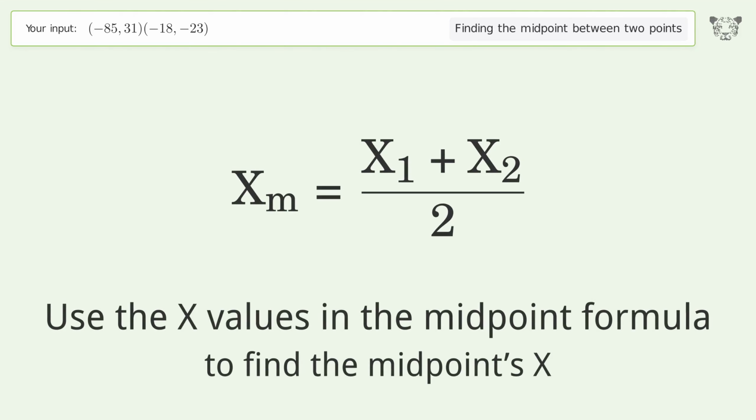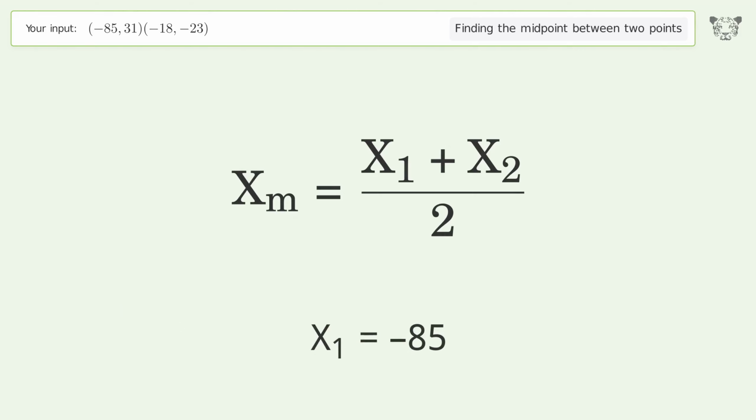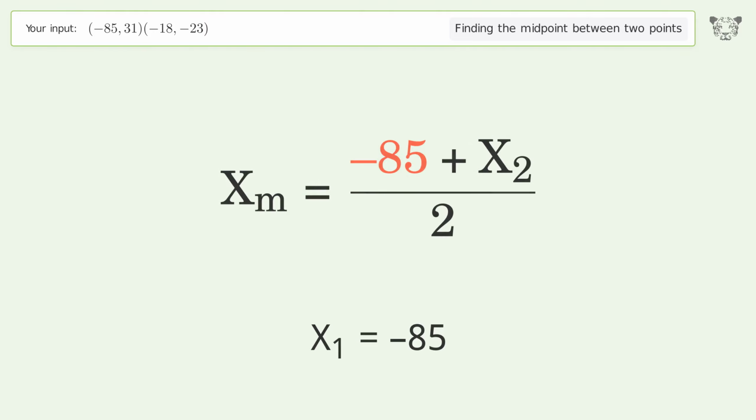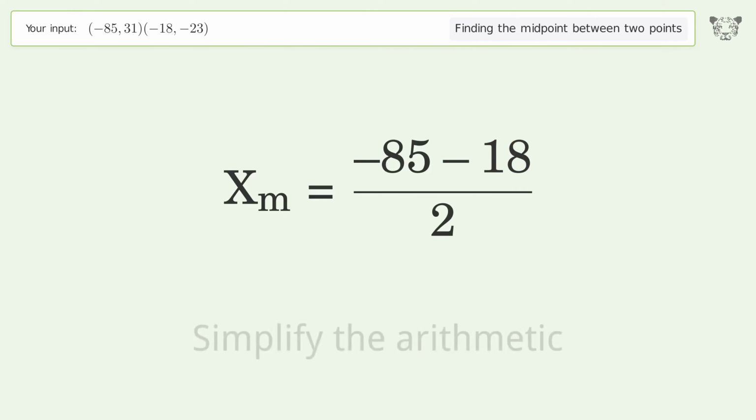Use the x values in the midpoint formula to find the midpoint's x. x1 equals negative 85. x2 equals negative 18. Simplify the arithmetic.